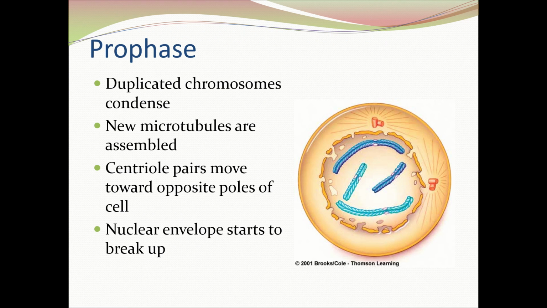In prophase, the duplicated chromosomes from DNA synthesis are going to condense and look like the X-shaped structures that you're familiar with. The centrosome is going to move its little centrioles to the opposite poles of the cell, and the microtubules will be assembled so that the spindle fibers can form. In order for the microtubules to attach to the chromosomes and move them apart from one another, the nuclear envelope has to break up and dissolve.